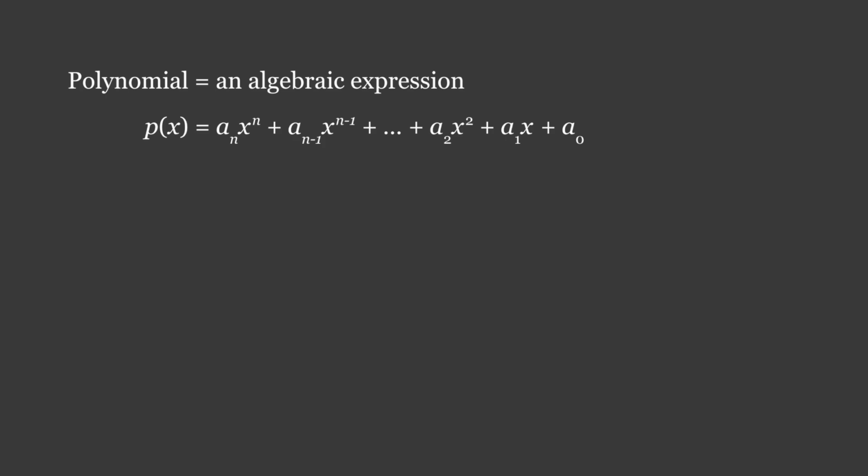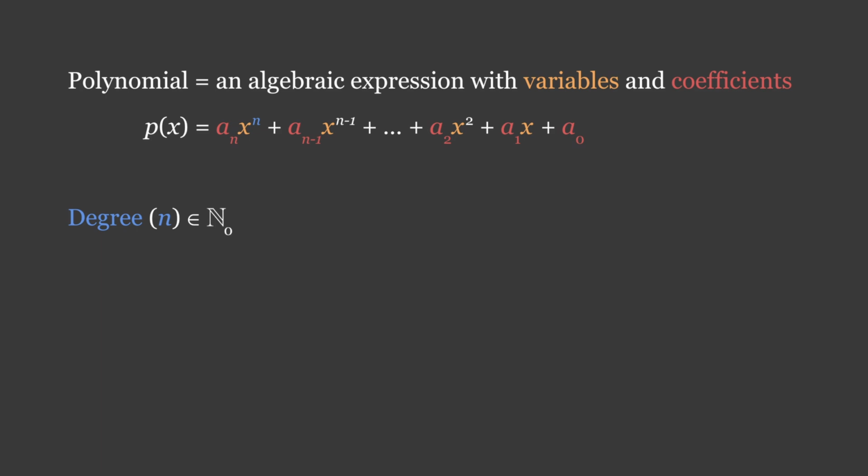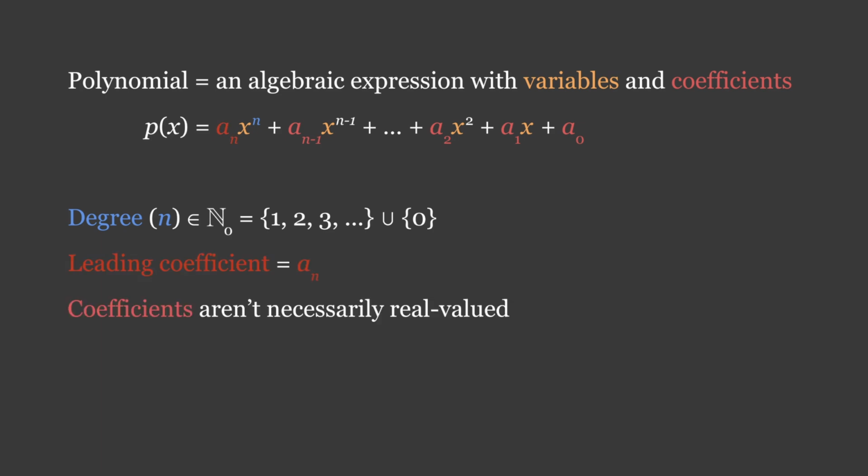First, we can define a polynomial p as an algebraic expression with variables and coefficients of the following form. The degree, n, sits in the set N0. This is the set of the natural numbers, but also including 0. Notice that our leading coefficient is a_n, and that the coefficients are not necessarily real valued. Any coefficient, a_i, is complex, which makes our final result even more fun.